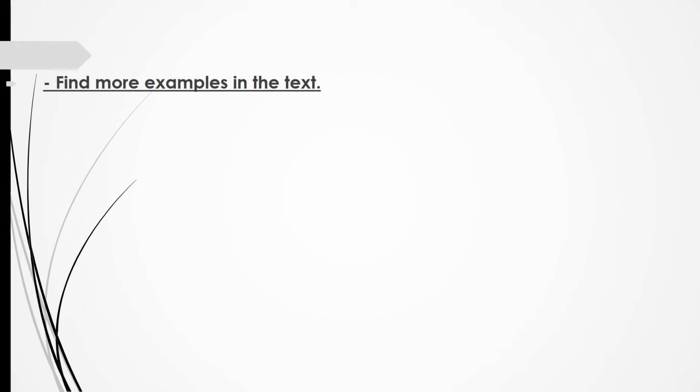Now I want you to go back again to the text, page 8, to read it again and to find more examples and sentences that are related to the stative verbs. I will give you 5 minutes to do that.